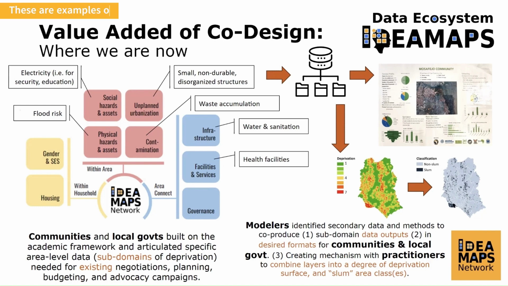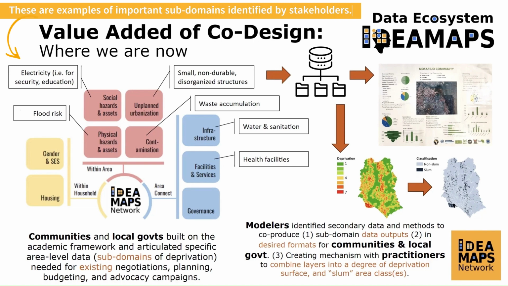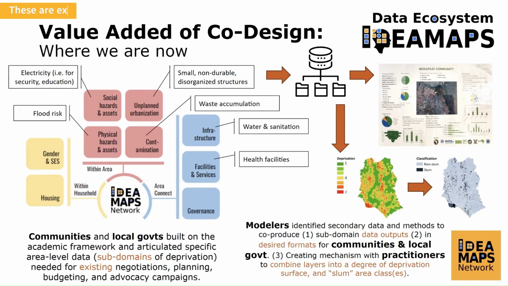So this includes flood risk, areas where electricity is or is not available, areas where there is unplanned urbanization characterized by small, non-durable, disorganized structures, areas where there is accumulated solid waste or trash piles, areas where water and sanitation per capita is inadequate, and areas where health facilities per capita are inadequate.